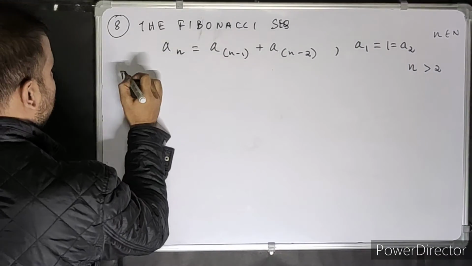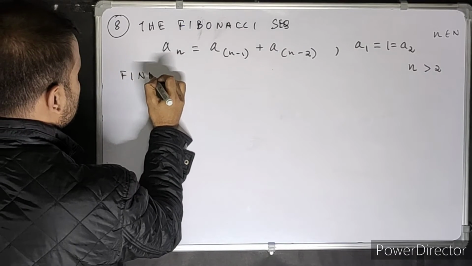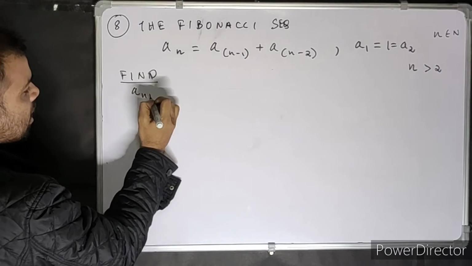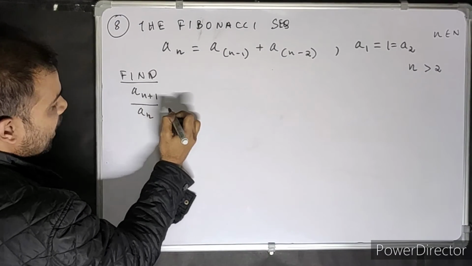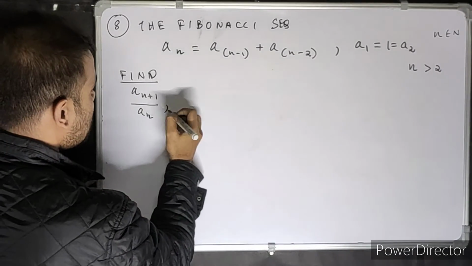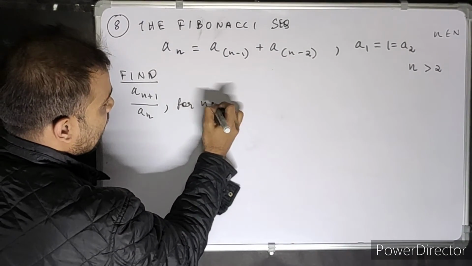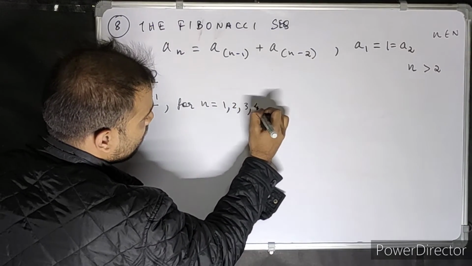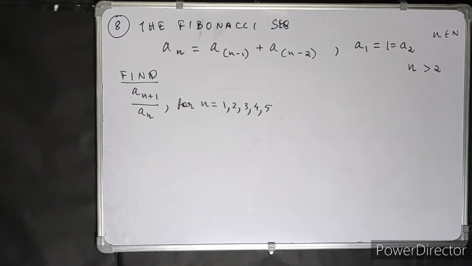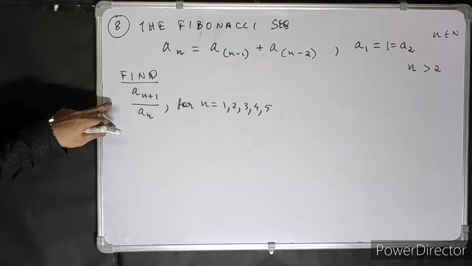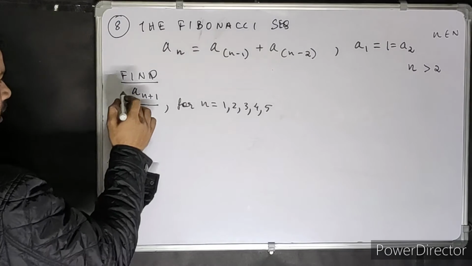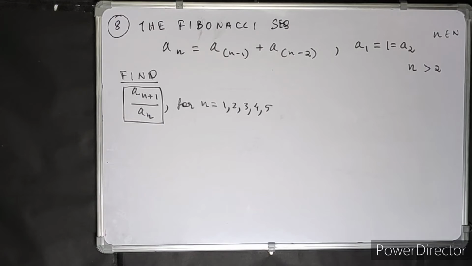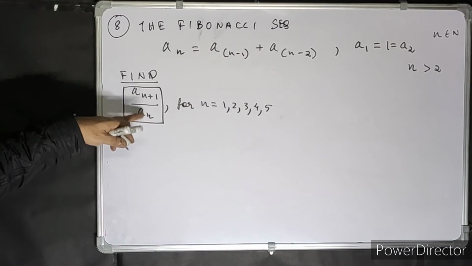It says find A n plus 1 divided by A n, find A n plus 1 divided by A n for n is equal to 1, 2, 3, 4, 5. For these 5 terms, you have to find this. What is this? This is a ratio, a fraction you have to find. For each of these, you have to find one fraction.